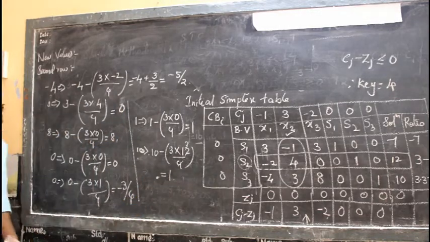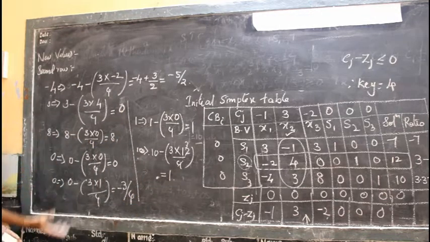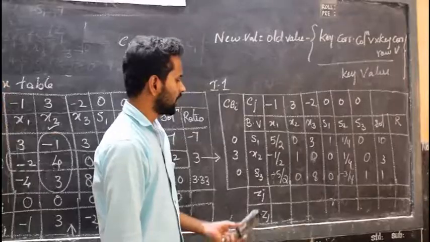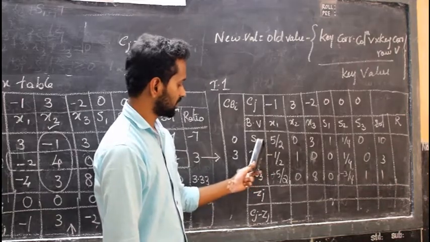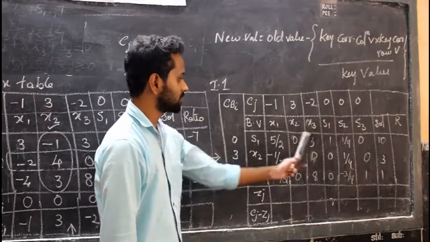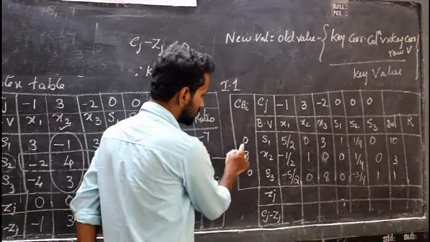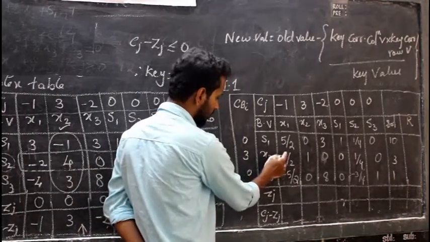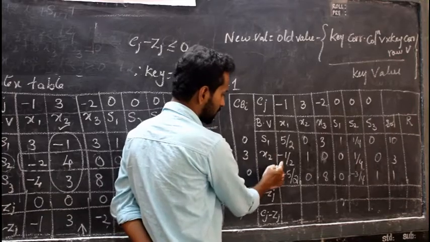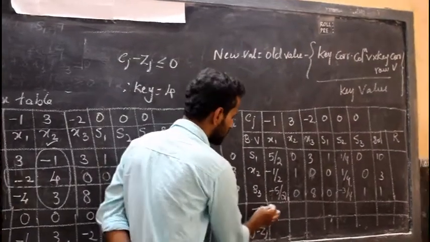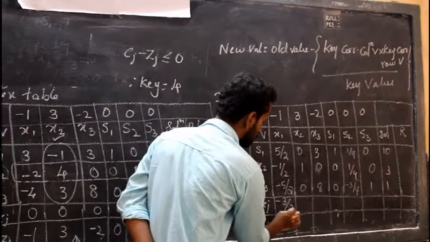Now what I do, I am going to replace my new values completely into my iteration 1 table. After replacing all the new values for the S1 row and S3 row, I got this table. Now as usual I need to find Zj. How to find Zj? 0 into 5 by 2 is 0, plus 3 into minus 1 by 2 is minus 3 by 2, plus 0 into minus 5 by 2 is 0. Answer is minus 3 by 2.